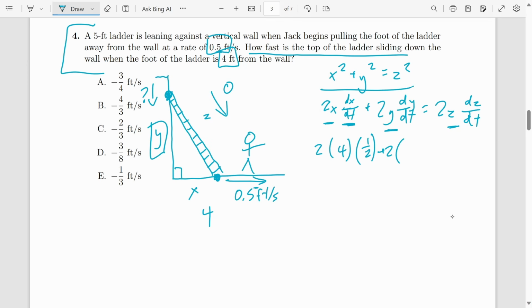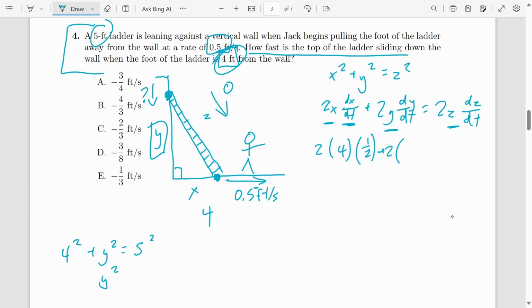But to find it, we can just use the original Pythagorean theorem, which relates all those lengths together. Because we're given x, it's 4, and we're given y, or z, which is 5. So let's do it over here: 4 squared plus y squared equals 5 squared. We can do Pythagorean theorem stuff and figure out what y is.